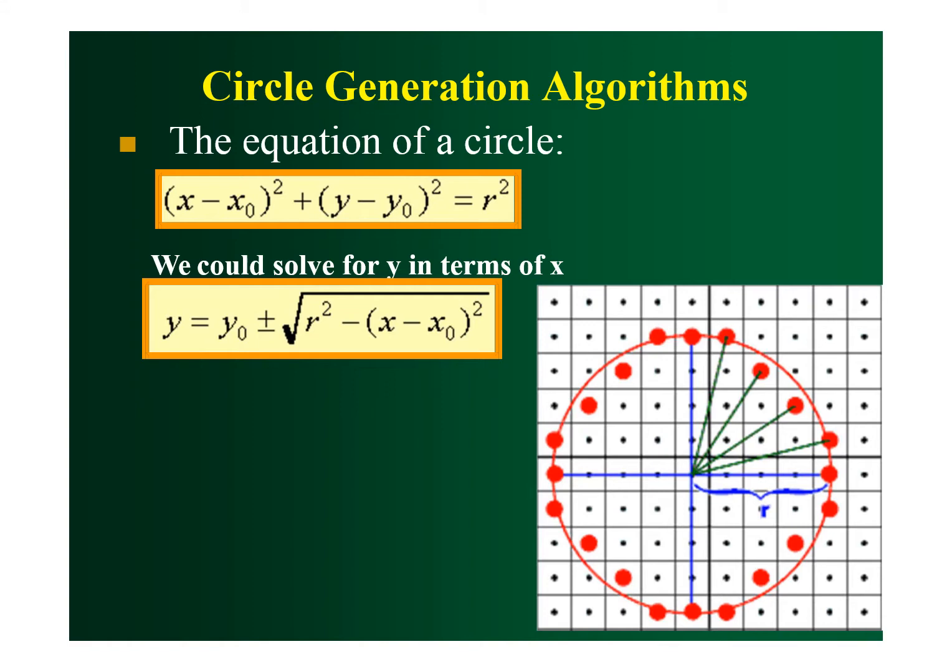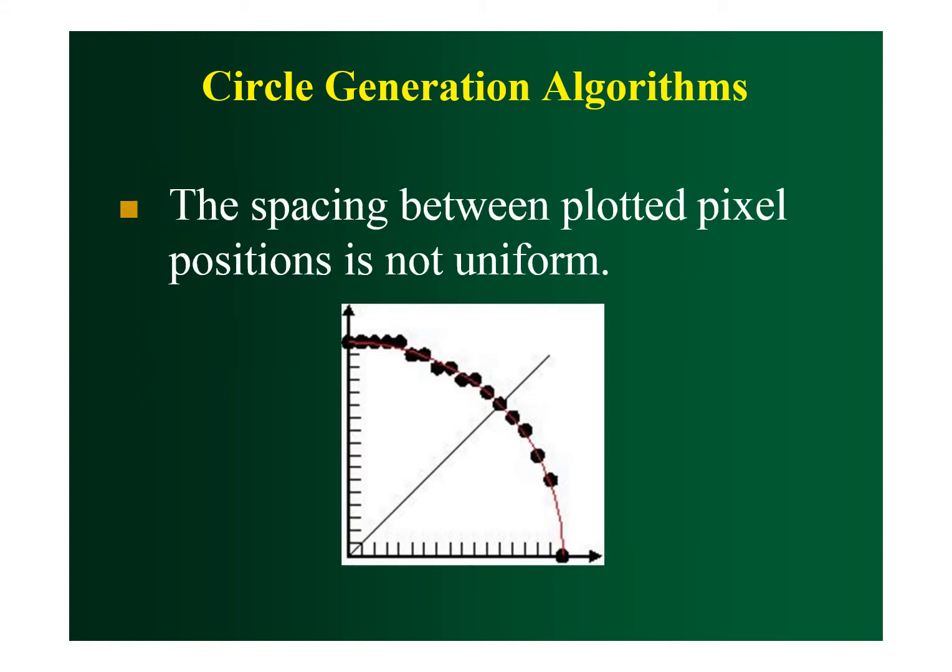So this is one simple example of how a midpoint can be chosen in order to draw the circle with the help of the radius. The spacing between plotted pixel positions, of course, is not uniform. So thereby, a generalized curve can be placed in order to generate the circle.